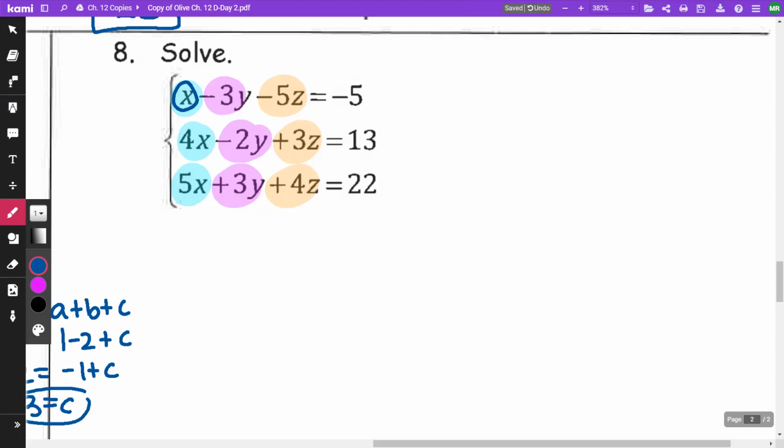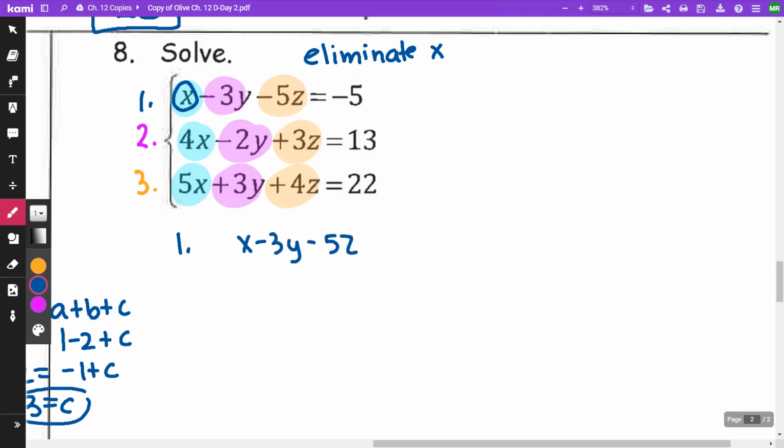I am going to call this one equation 1, this one equation 2, this one equation 3. And I am going to eliminate x. That's what I'm going to do. So first thing I'm going to do is multiply my equation 1, which is x minus 3y minus 5z equals -5, by a -4.